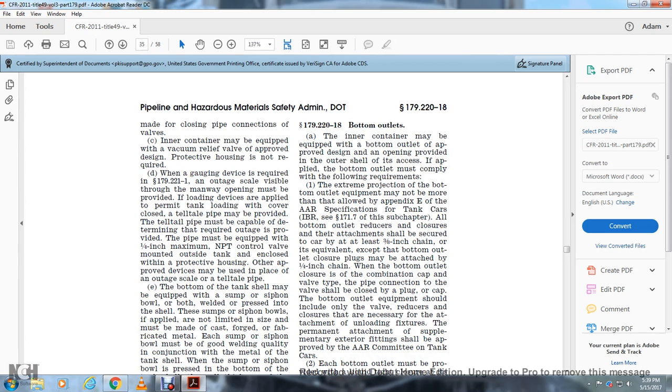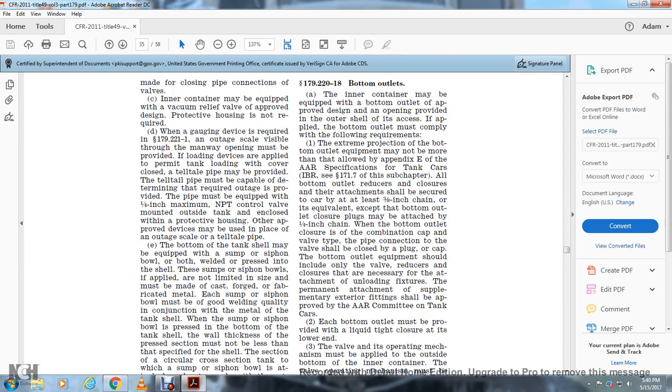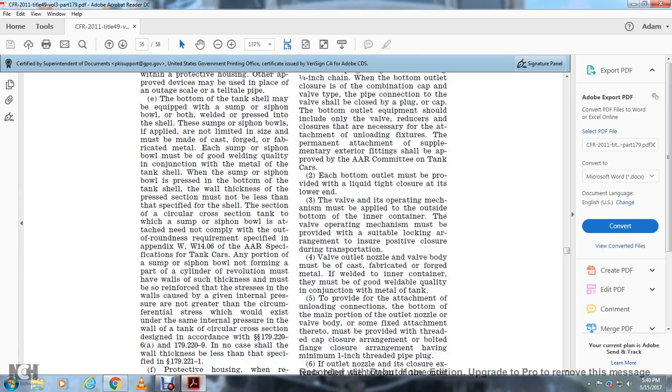The outer scale gauge visible through the manway opening must be provided with the loading devices. A telltale pipe may be provided for permanent tank loading coverage. The telltale pipe must be capable of determining that the required outage is provided. The pipe must be equipped with a 1/4 inch maximum opening. The NPT control threads must be outside the tank, enclosed with a protective housing, and other approved devices may be used in place of the outage scale or telltale pipe.